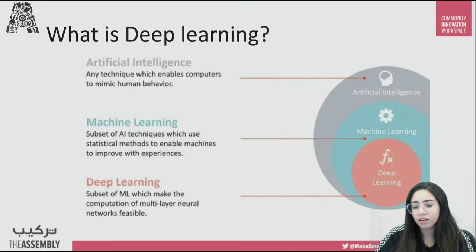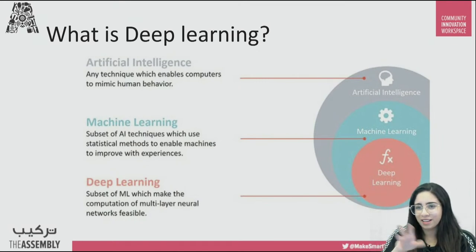So basically, what is deep learning? A lot of people are confused. We hear a lot of buzzwords and we don't know specifically what they mean and where they belong. We have artificial intelligence, machine learning, and deep learning, those three big buzzwords, and today I'm going to tell you exactly what they are. Artificial intelligence is the big circle that contains everything else. Basically, it means any technique that enables the computer to mimic human behavior. That's artificial intelligence.